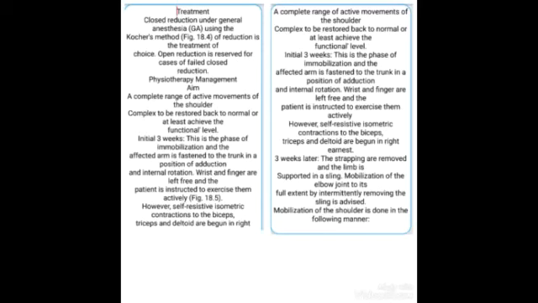Treatment. Closed reduction under general anesthesia, GA, using Kocher's method, Fig. 18.4, is the treatment of choice. Open reduction is reserved for cases of failed closed reduction. Physiotherapy management. Aim: a complete range of active movements of the shoulder complex to be restored back to normal, or at least achieve the functional level.